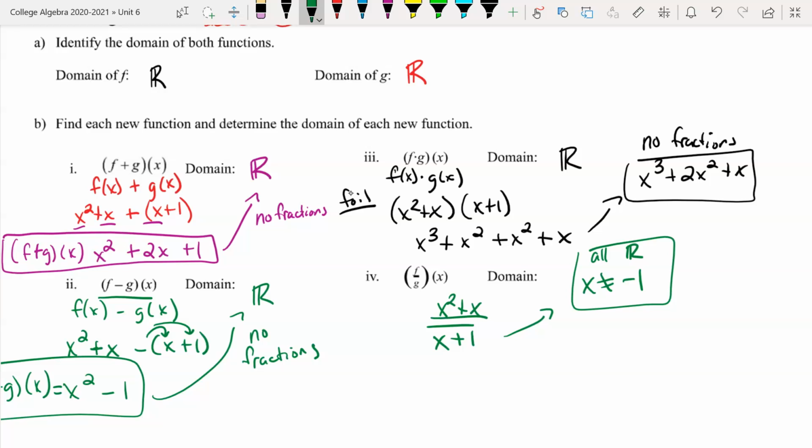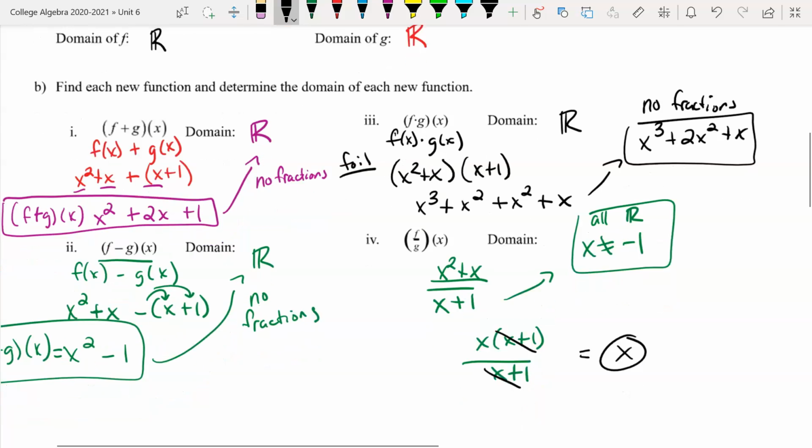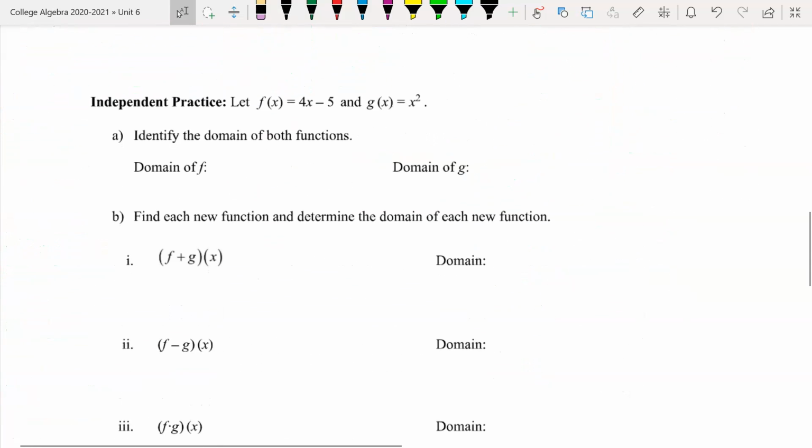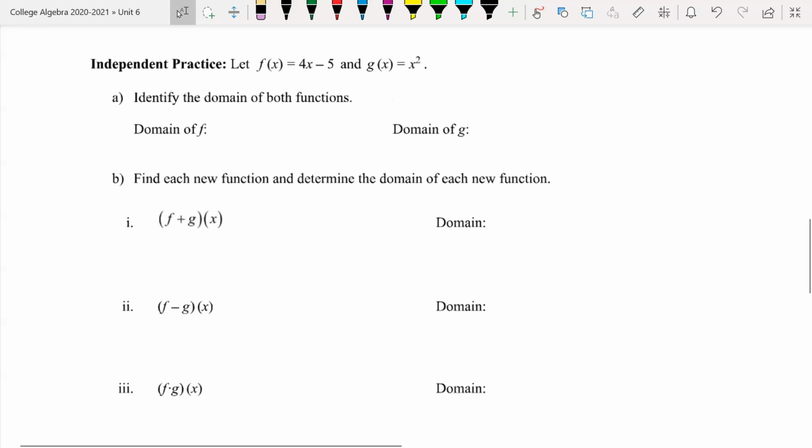So then I would look at the top. I'd factor it. Notice x plus 1's on top and bottom, so that cancels. So my answer would literally just be x. But the domain is all real numbers. X cannot be negative 1. Okay? Threw up some independent practice functions up here for you. Go ahead and try that.